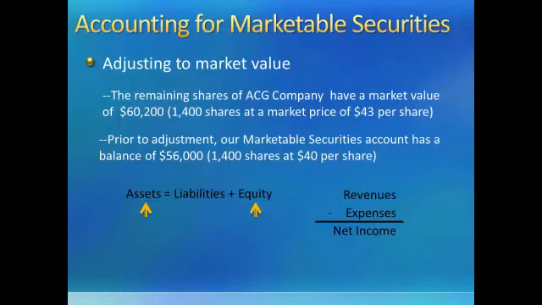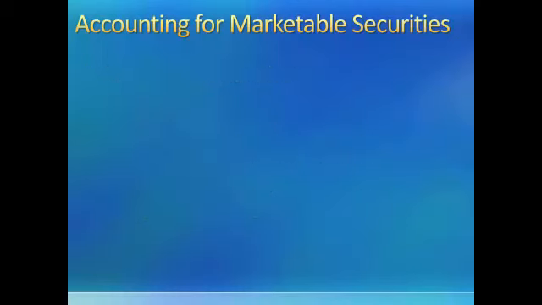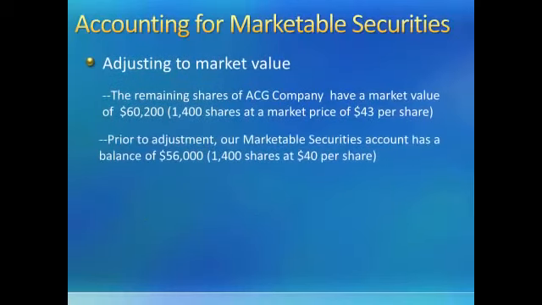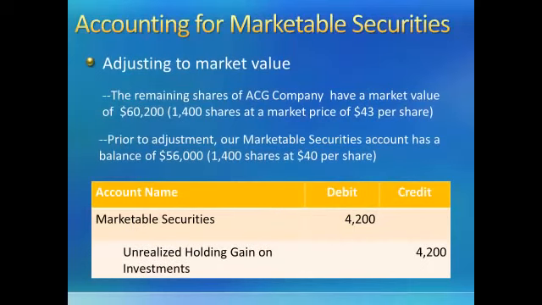The way we do that is by increasing the book value of our asset, our marketable security asset, by $4,200. To see how the journal entry would look, we would be debiting marketable securities by $4,200 and crediting unrealized holding gain on the investment by $4,200. By debiting the marketable security account, we go from the original book value of $56,000 to a book value of $60,200, which is the fair market value.